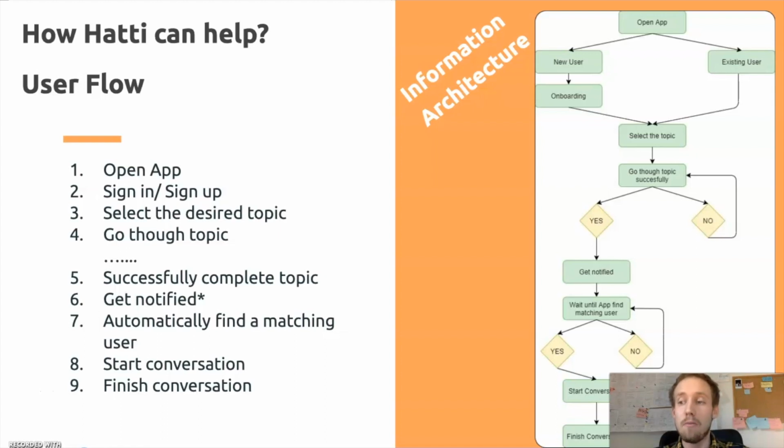We start with opening the app, then we either sign in or sign up, and then we land on a page called Study, which is the main page of the app. We select the topic we want to learn today. If we successfully finish the topic, we get notified that the app is looking for a matching user. If Hati finds a user, then the actual conversation starts, where Hati gives hints on what to talk about. When the conversation is over, the user is redirected back to the main menu.